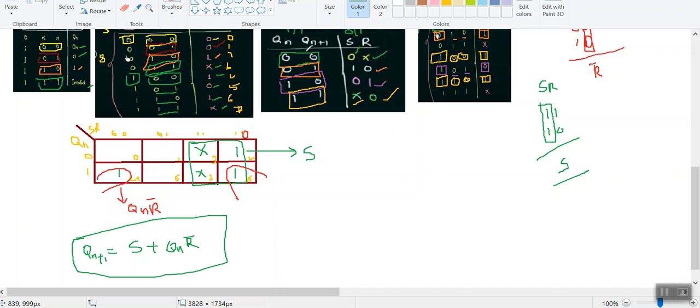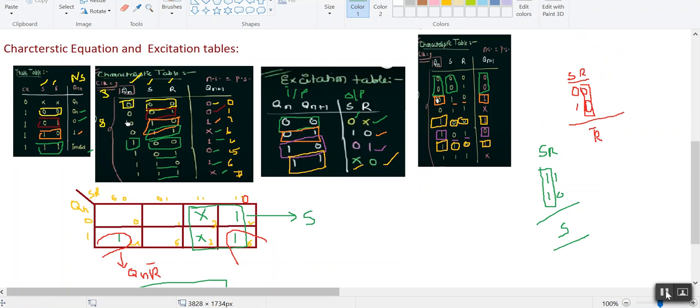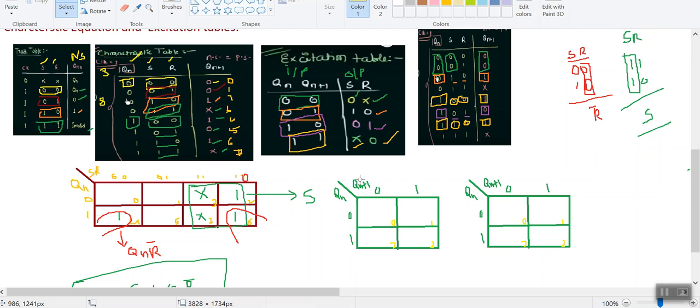Whereas I would like to have the expression for the excitation also. I will explain it. Here we can have the expression for S and R. How many input variables are here? We have two input variables, Qn and Qn+1. Therefore I would like to have four blocks, a two variable K map. Here in this particular S, we can observe where we are getting our output as 1. This is my output getting 1 and this is my output getting don't care.